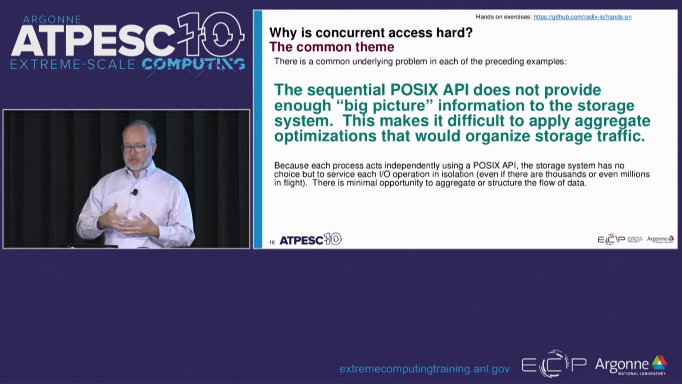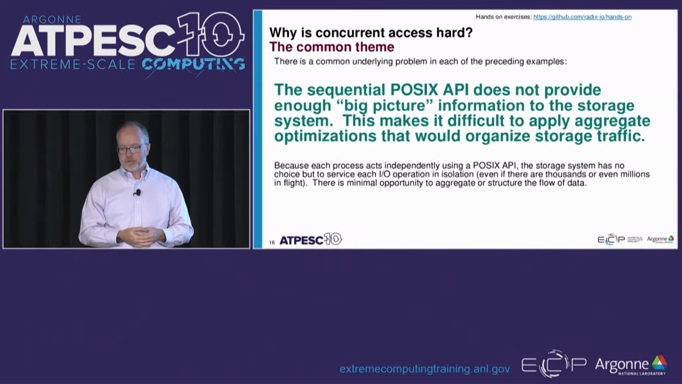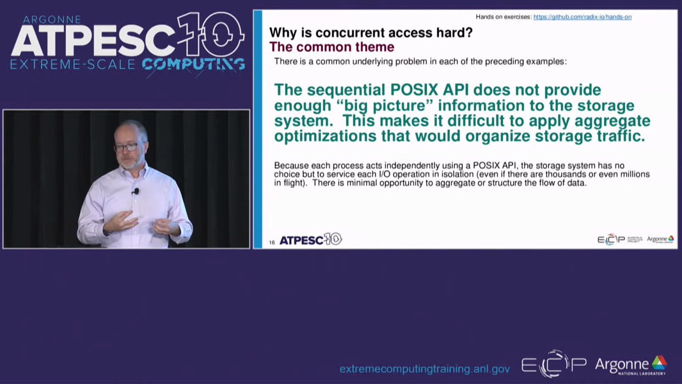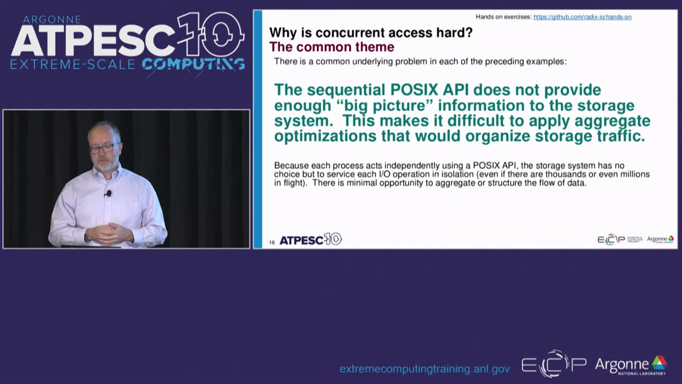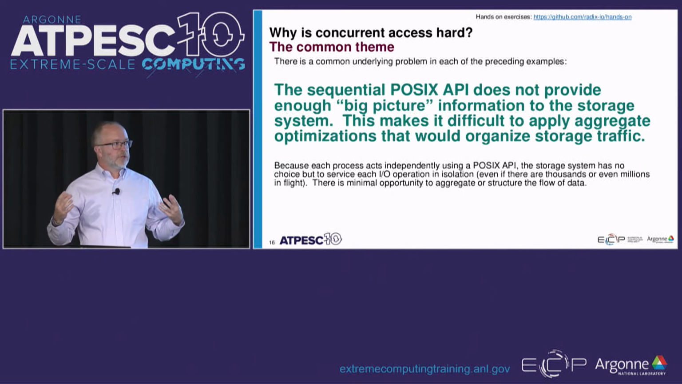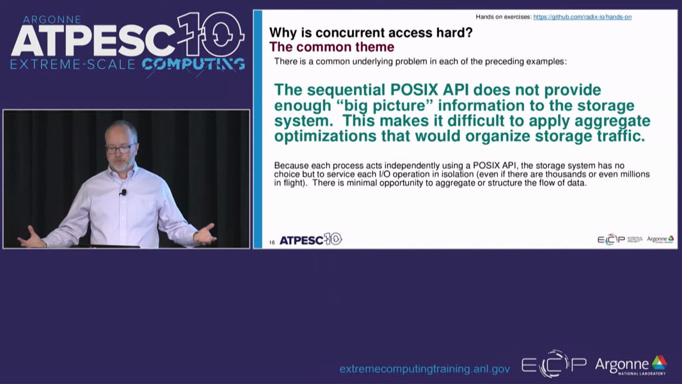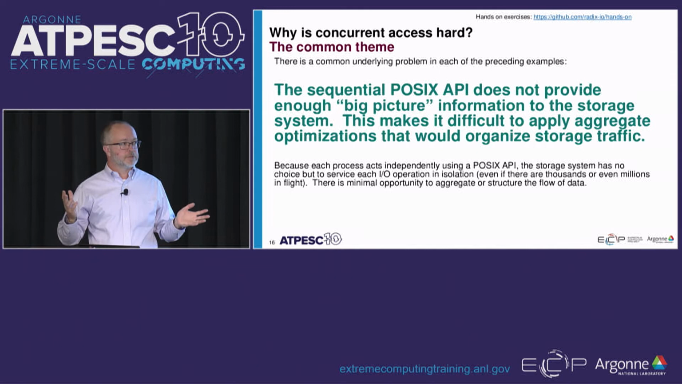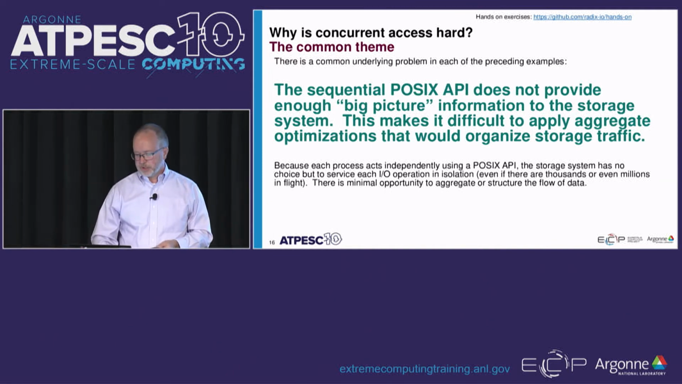So the theme that connects all three of those kind of problem cases that I showed is that, again, the POSIX API doesn't provide enough information to the file system. Every single application is independent. There's no connection between them. And so the storage system can't make any decisions about how to organize what you're trying to do. Even if you know that you've got 1,000 processes, they're each taking a chunk of the same file, the storage system doesn't know that. It sees a bunch of conflicting requests and tries to sort them out as best it can. So we're going to try and get away from that.